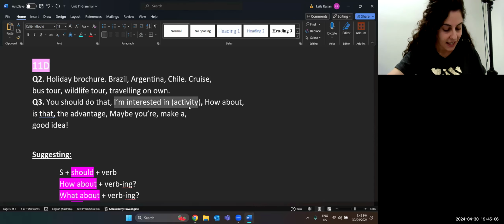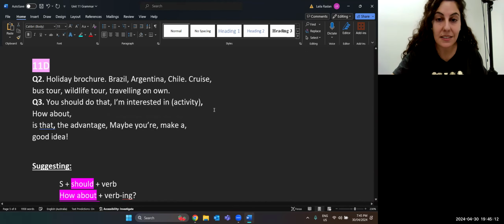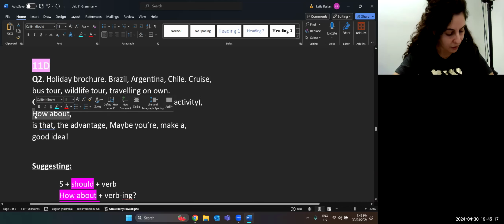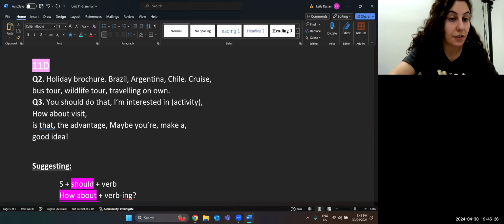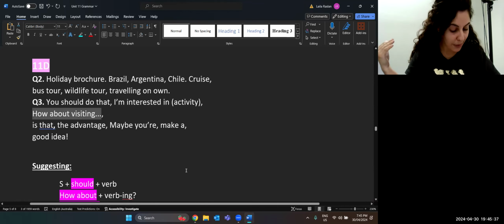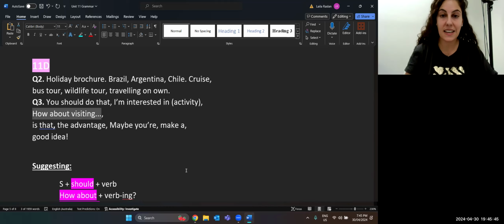And he says, how about visiting the Andes? So remember when we want to recommend or suggest, so how about, we put the verb, but we must put the ing. So how about visiting the soccer stadium? How about visiting the markets? How about visiting the forest, the park? How about visiting the main city or the city center?